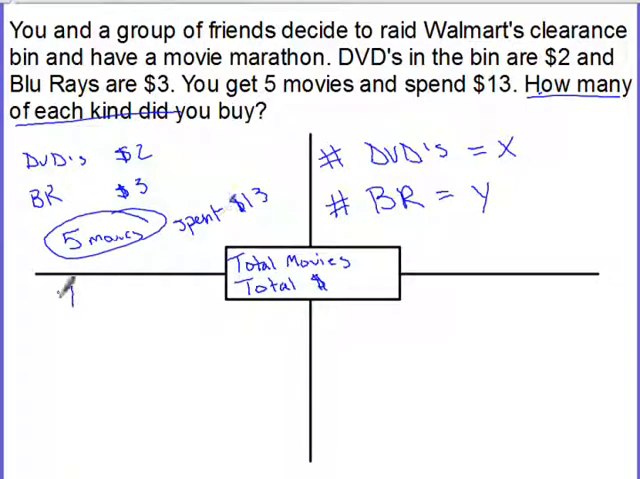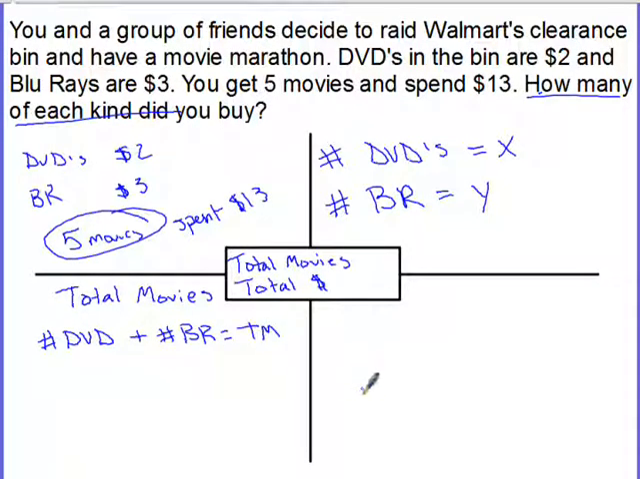So for this, I need total movies. How am I going to figure out the total amount of movies that I bought? Well, it's going to be the number of DVDs that I bought plus the number of Blu-rays that I bought, and that's going to give me the total movies. So this is what I mean by words. You don't have to write out like Blu-ray and total movies, but I just want you to do it without numbers or variables.